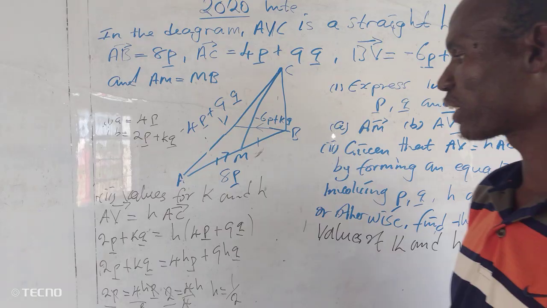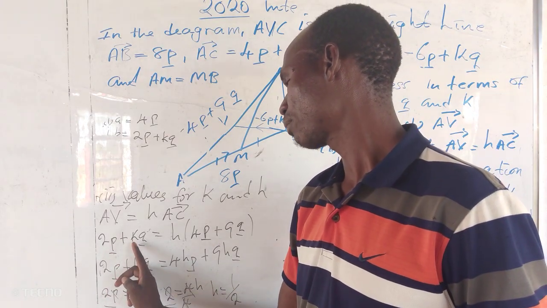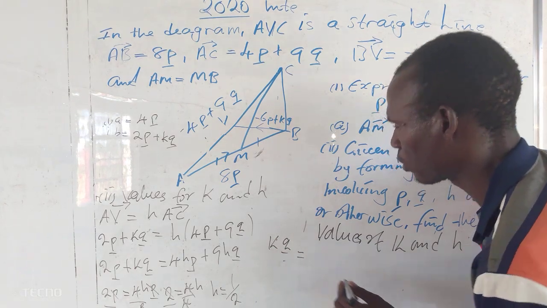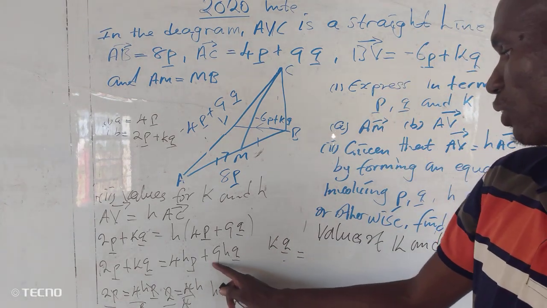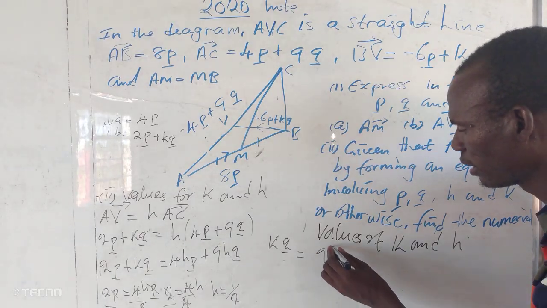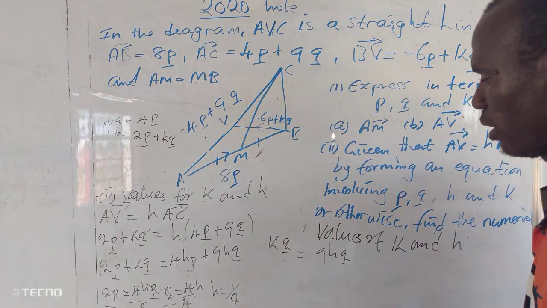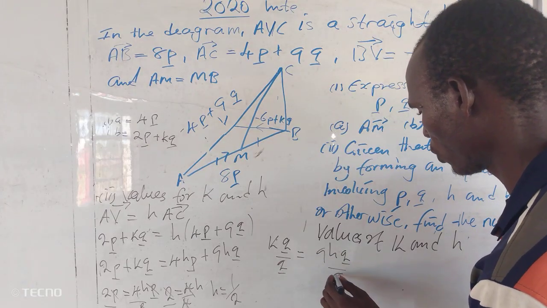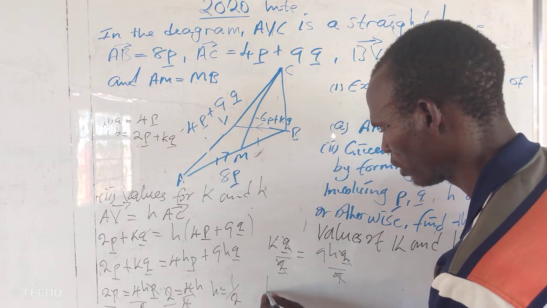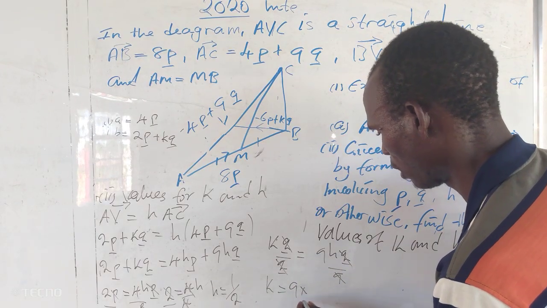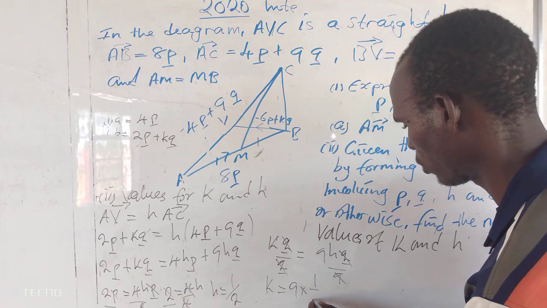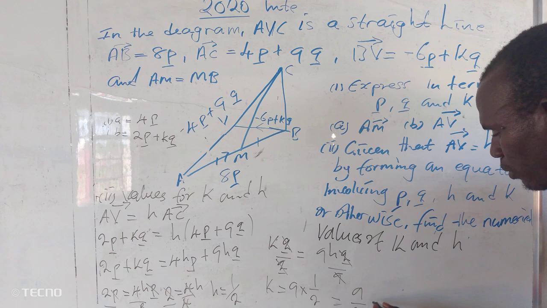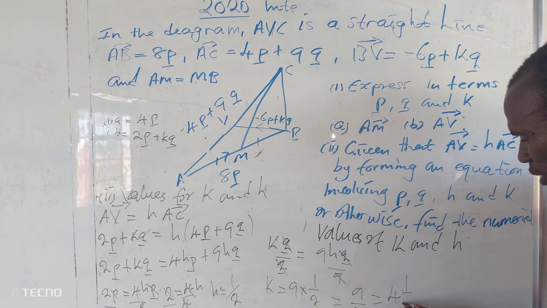Then we move to the second one. We did this one. What are we remaining with? We are remaining with K vector Q. So you copy K vector Q is equal to, what are we remaining with this side? It is 9H vector Q. So we divide by vector Q, and Q and Q will go. So we remain with K is equal to 9 times H. The value for H is 1 over 2, so K is equal to 9 times 1 over 2. It is 9 over 2, which is equal to 4 and 1 over 2.